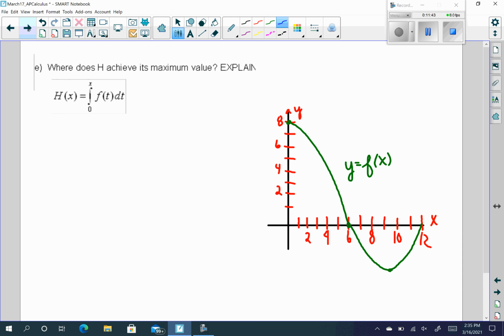All right, question E. Where does h achieve its maximum value? Explain. There's a couple ways to do this. So remember, h is our function.